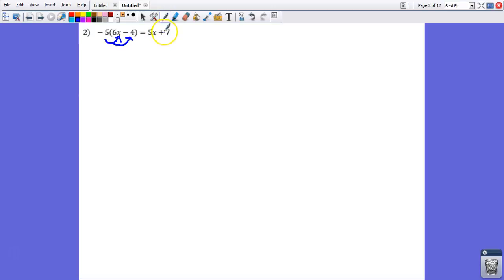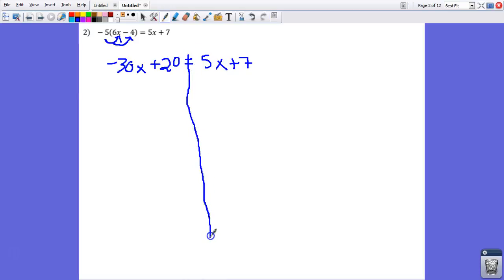So let's just distribute. We have -5 times 6x is -30x. Don't forget your x because that 6 has an x. -5 times -4 is +20 equals, the other side stays the same, 5x plus 7. And we're going to draw down that line so that you know whatever you do to one side of the equation, you have to do to the other side of the equation.